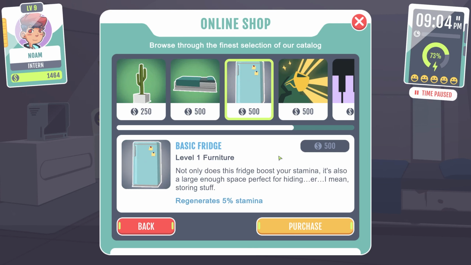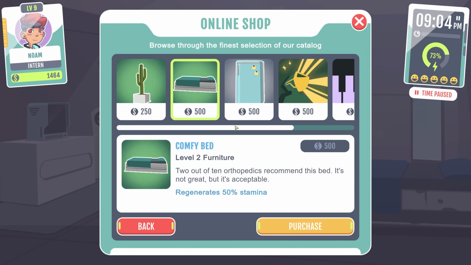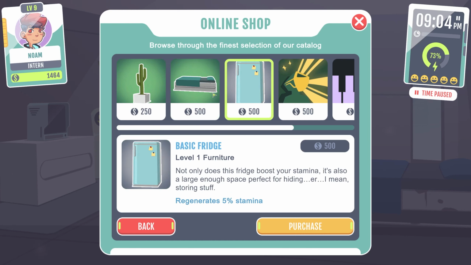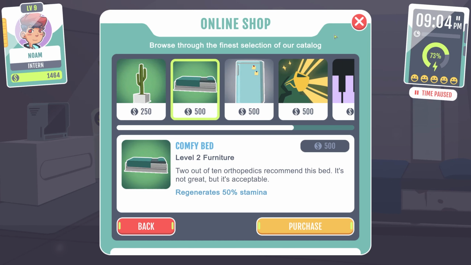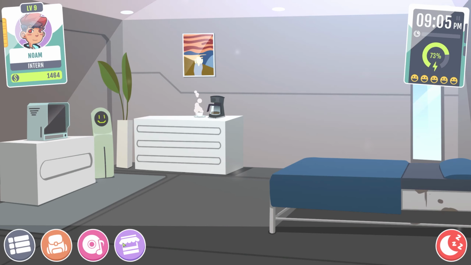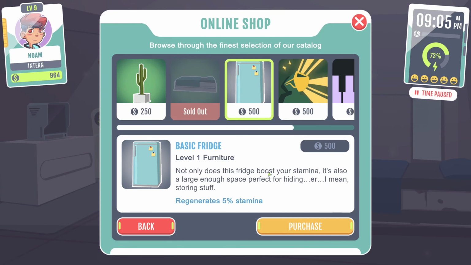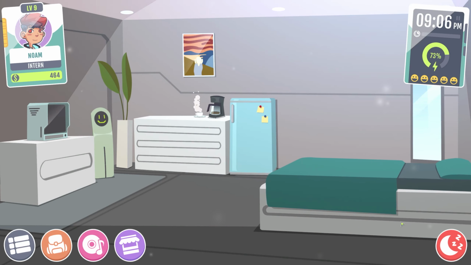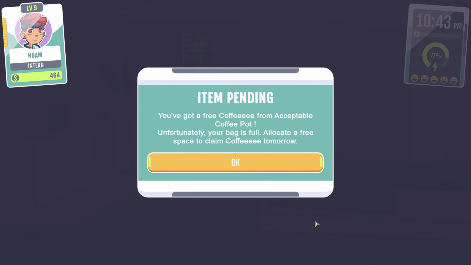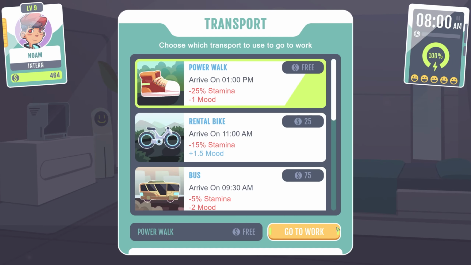Oh, we can get a fridge. That actually would be useful. Stamina is actually something important to us. Or a better bed. What does the standard bed do for us right now? Can we tell? And we could get both. Better bed. Better fridge. Look at that. Living the high life here. Time to sleep. What? We got a free coffee. Congrats. I guess I probably should use my coffee on occasion.